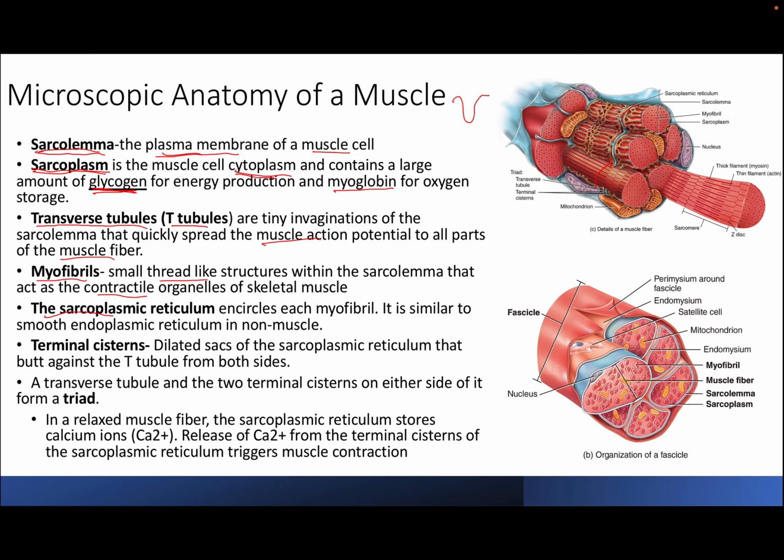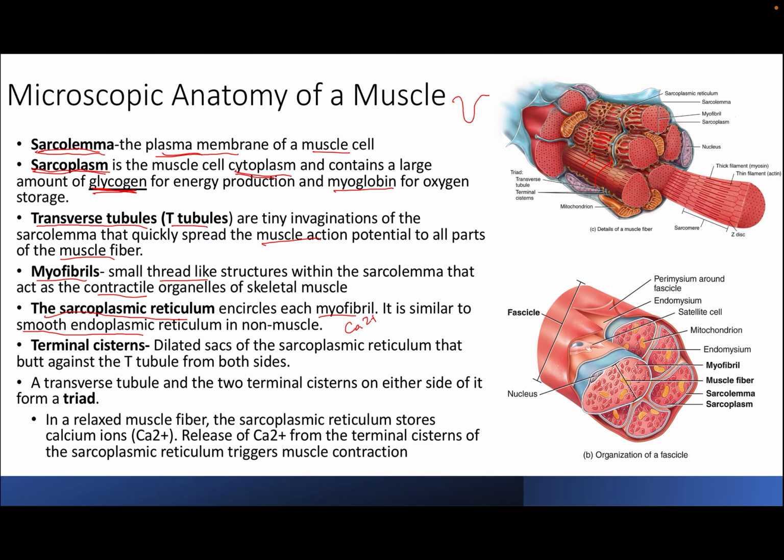We then have our sarcoplasmic reticulum, which is very similar to what we see for the endoplasmic reticulum in a normal cell. This is going to encircle the myofibril. This kind of weird, maybe tan color thing that we've got going on here, these guys right here, these are our sarcoplasmic reticulum. But this is going to be fantastic for the storage of calcium.